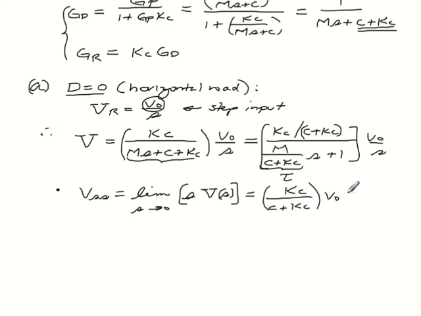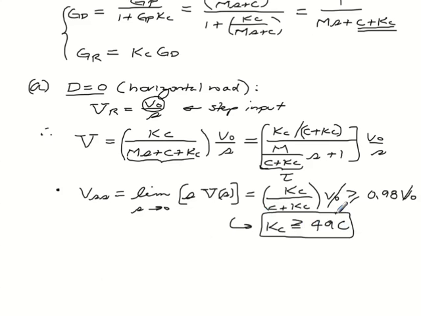And so the goal here, I think it says, is that we want to find the gain Kc such that our steady state is at least within 0.98 of our desired speed there of V0. So V0 will cancel out on both sides. And from this, I find out that the gain that I need, Kc, has to be at least as large as 49 times C. So this is the requirement we have on gain in order to reach within 98% of the speed that we desire.